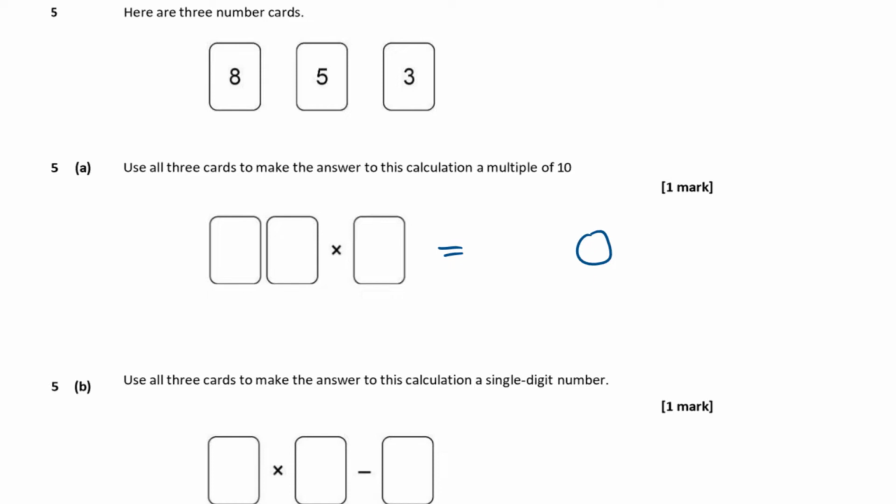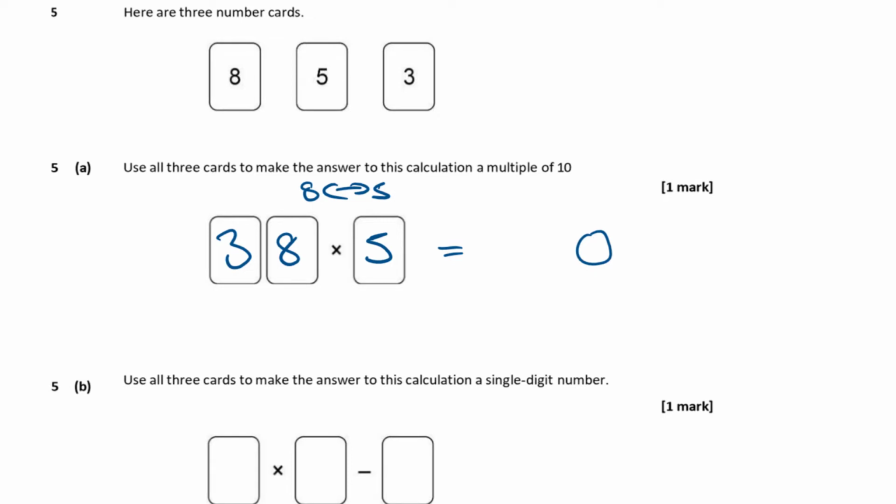Could be the 5 and the 8, because 8 times 5 is 40, isn't it? And 3 times 5 is 15, 3 times 8 is 24. So I think it's going to be the 8 and the 5 in these 2 positions here and here. Now, I don't know which way round they go yet, but I do know that 3 must go at the start. So I could either do 38 times 5. 38 times 5, that would work.